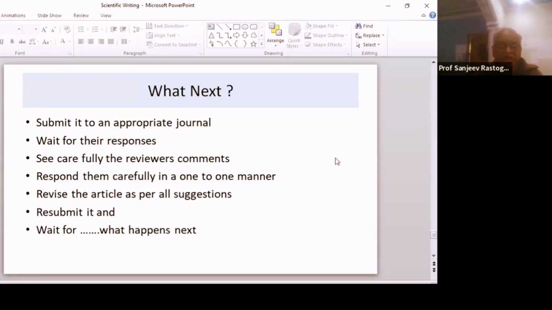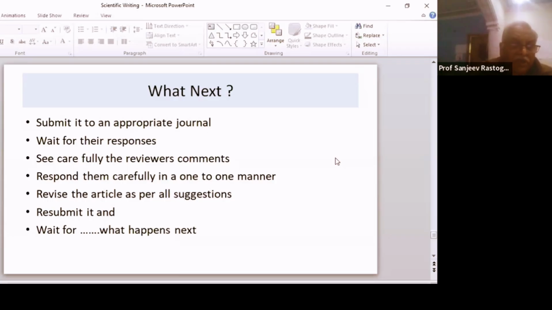Then you need to revise the article as per the suggestions given by the reviewers. You need to resubmit it, and you need to finally wait for what happens. Now, you need to understand that this cycle of reviewing can take a long time. It is not that you submitted an article, it passed the editorial screening, you received some comments from the reviewer and submitted the revision, and so it is going to get published.